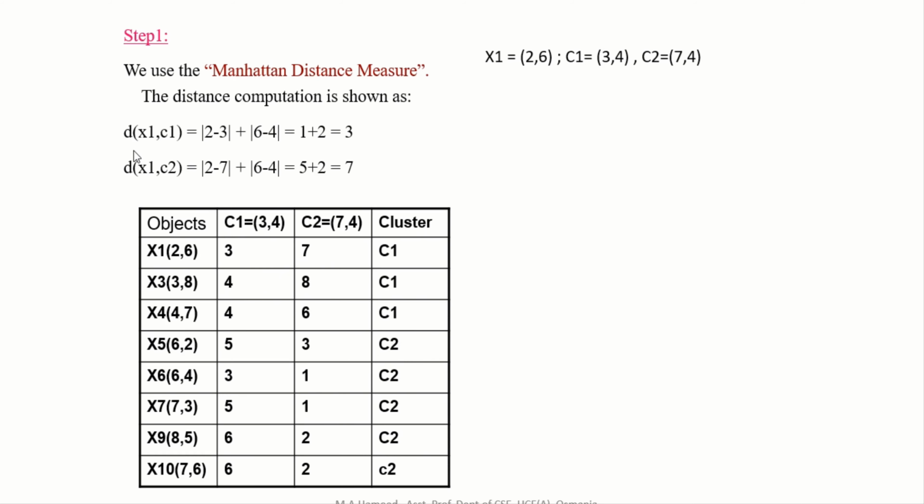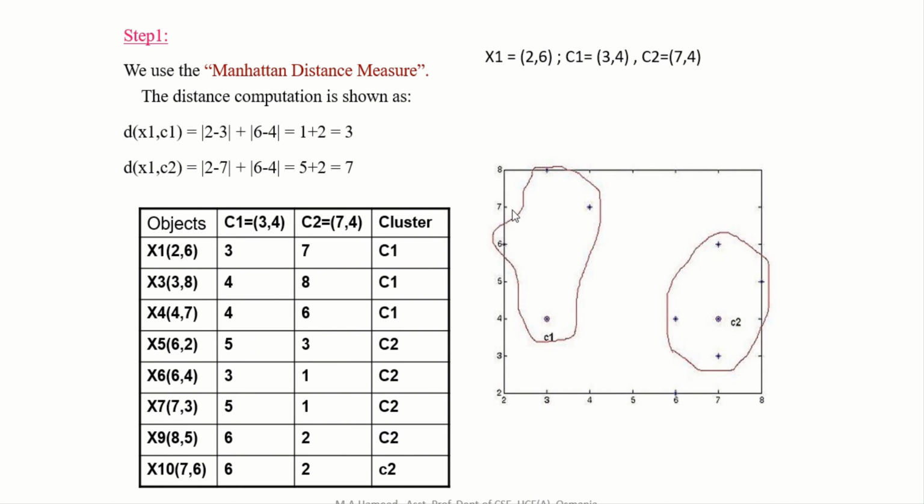Whichever has the lesser dissimilarity, the object belongs to that cluster. See, C1 has 3 whereas C2 has 7, so it belongs to C1. Similarly, here C1 is 5 but C2 is 3, so the object X5 belongs to cluster C2. Similarly, it has been done for all, and we have got this clustering.